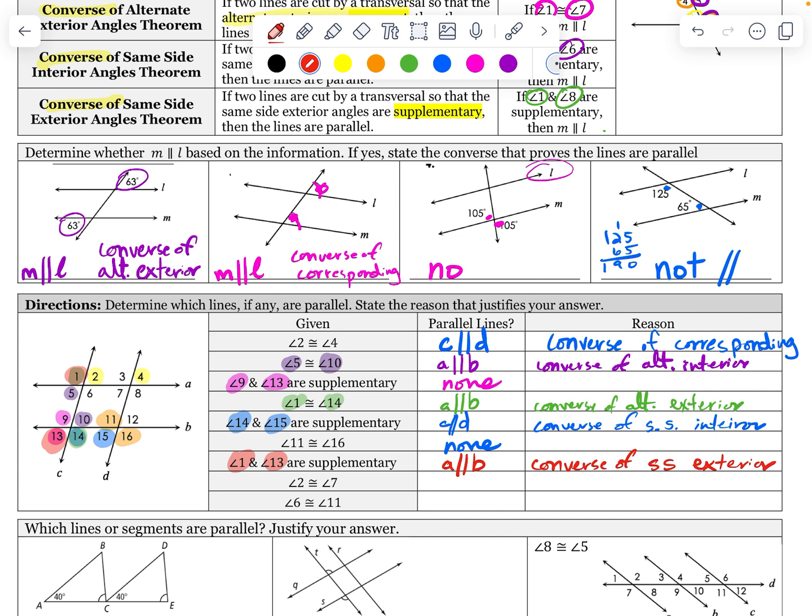All right, keep going. 2 and 7 are alternate interior of C and D. Oh, converse.